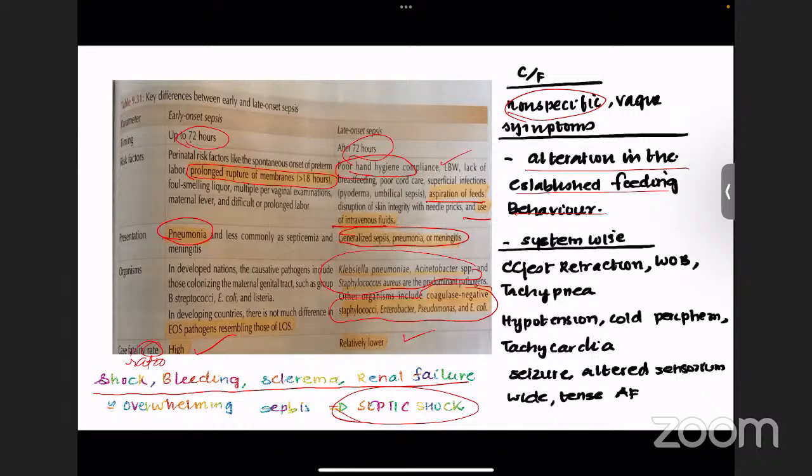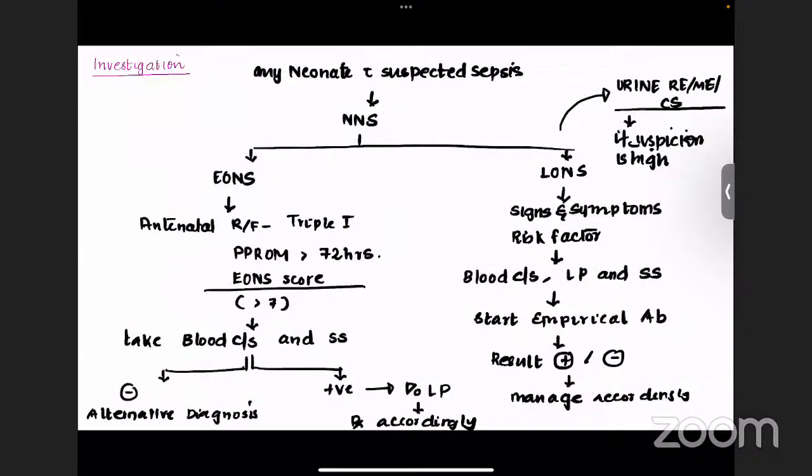What will you see system-wise? In the respiratory system: chest retraction, increased work of breathing, tachypnea. Cardiovascular: hypotension, cold periphery, tachycardia. And seizures, altered sensorium, and a tense anterior fontanelle if the child has a CNS complication like meningitis. So, what is the treatment?